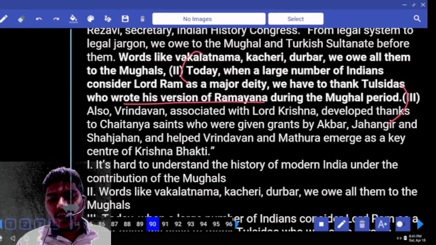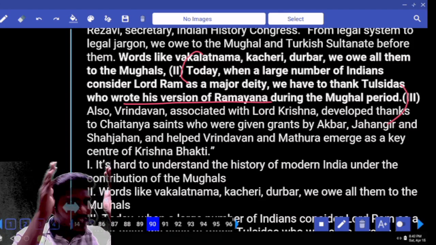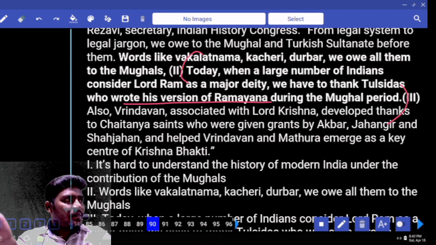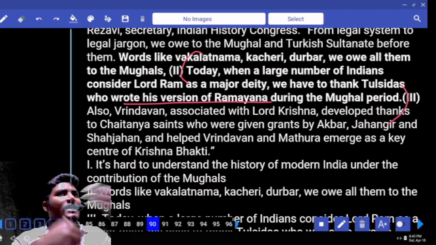It is version of Ramayana. We are speaking about one version of Ramayana, not the Ramayana. The Ramayana which we have now has gone through so many changes.